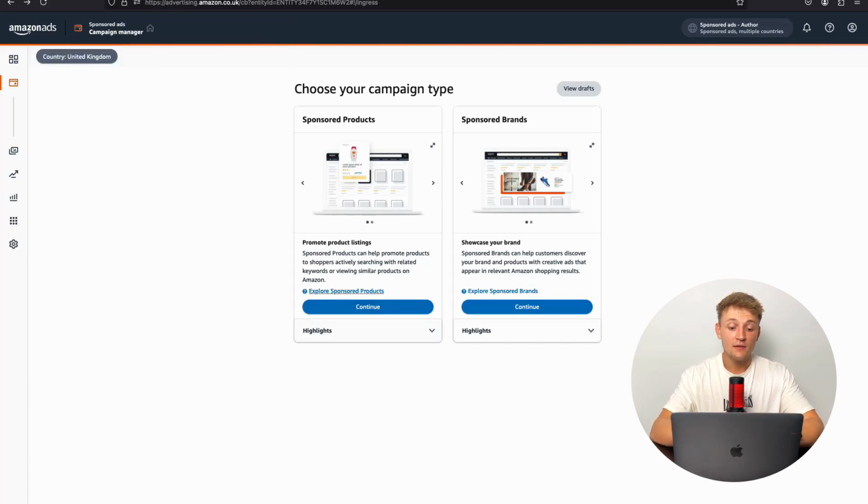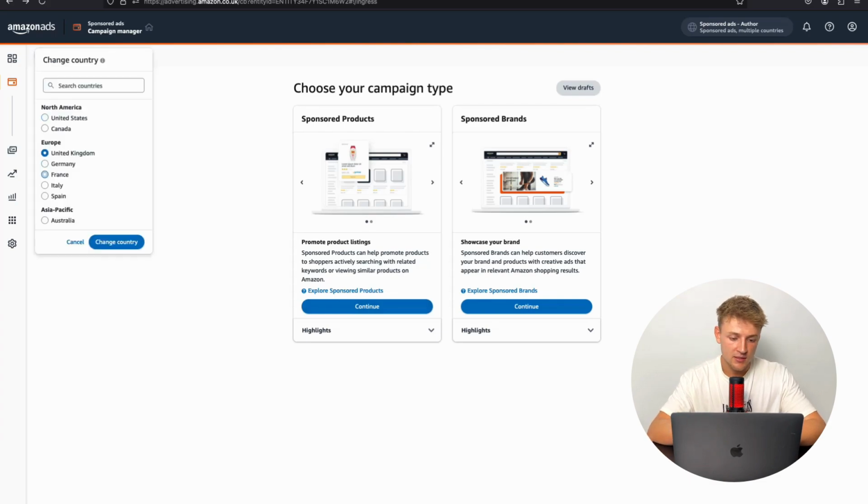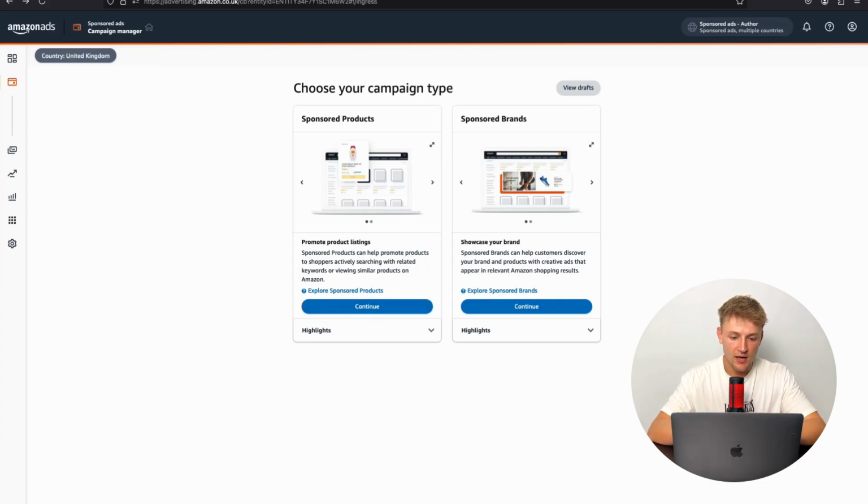the UK. And then if I wanted to do exactly the same campaign in the US, I'd have to go onto my Amazon US ads and create exactly the same campaign there. So one campaign doesn't translate across all marketplaces. You have to do it per marketplace. So this one is just in the UK, but we're focusing here on sponsored products. So go ahead and then just press continue.